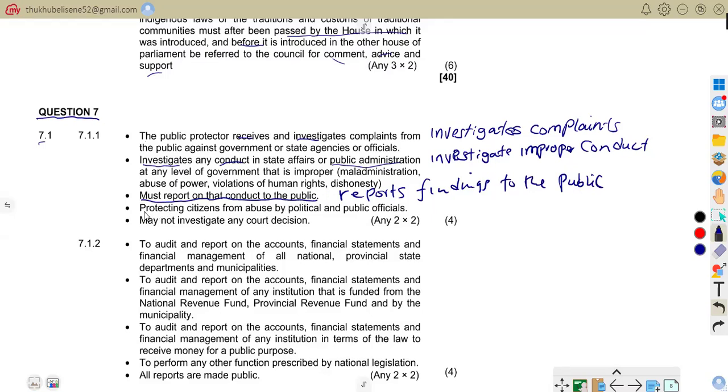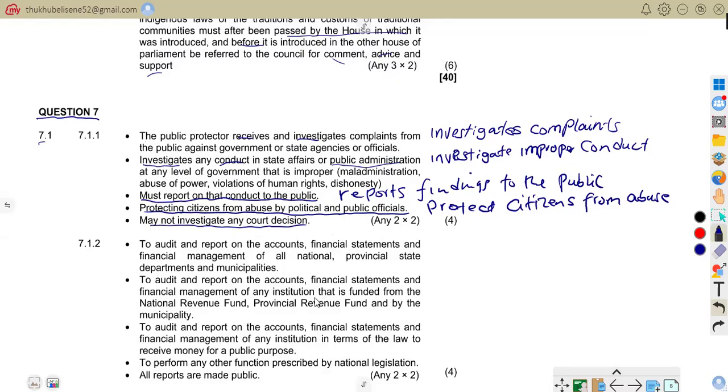They also protect citizens from abuse by political and public officials. Meaning they safeguard against rights violations, for example protecting a whistleblower who reported fraud. That is why they protect citizens from abuse. They also may not investigate any court decision.